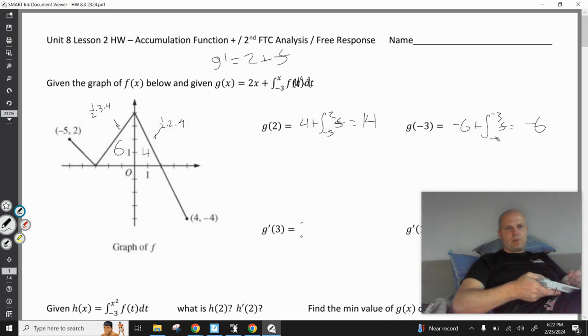So G prime is 2 plus F. So G prime of 3 is 2 plus F of 3. F of 3, 1, 2, 3. Yeah, there you go. Done, 1, 2, 3, 4 over 2. So this slope is negative 2, which is down 2 over 1. So this is the point 3, negative 2. So I got 2 plus negative 2, which is 0. That's important.